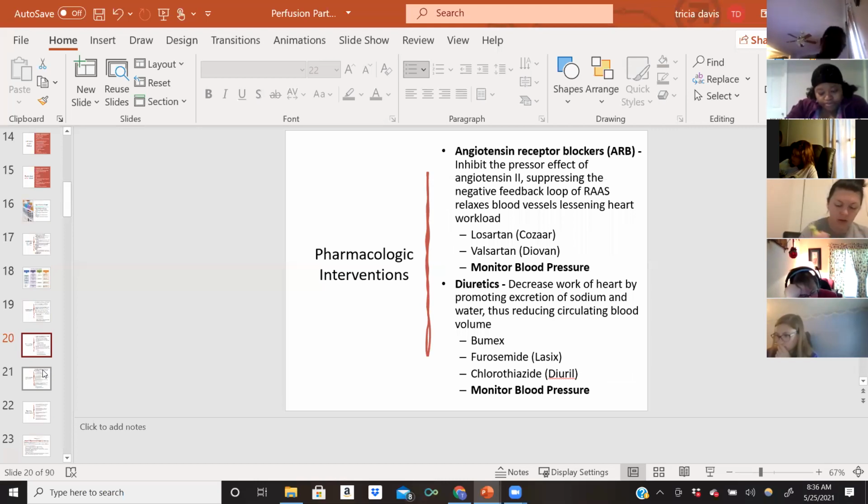We can also give them ARBs, angiotensin receptor blockers. These inhibit the pressor effect of angiotensin 2. It suppresses that negative feedback loop and relaxes blood vessels, which eventually lessens the heart's workload. So we can give losartan or valsartan. Those are two of the most popular ARBs that we use.